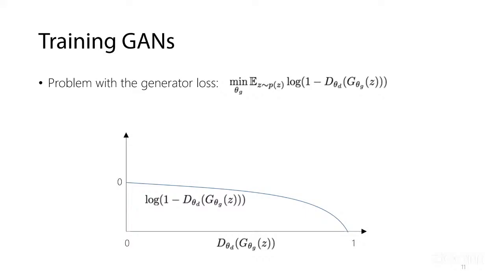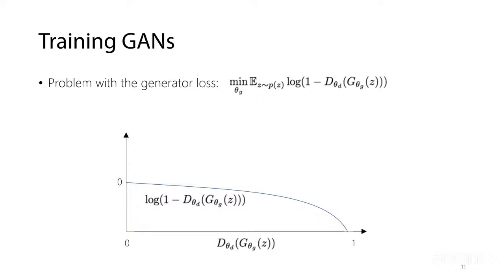Now, the other very common strategy here is to consider the shape of the generator loss. So here we have a graph of log of 1 minus x. So the horizontal axis is the discriminator output. And then we have the graph of log 1 minus x, right? So this is basically what the graph shape looks like. Now, there's a problem with this graph shape, actually.